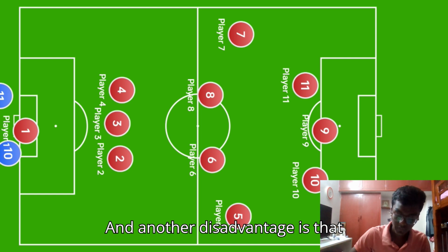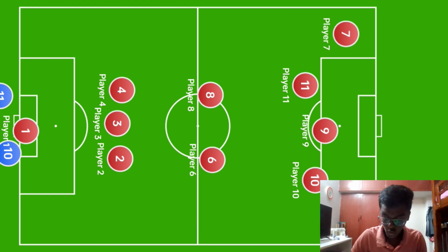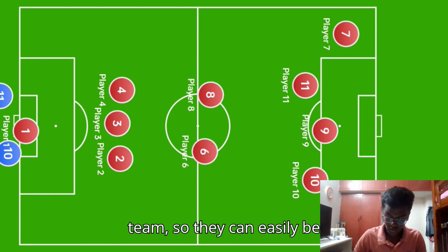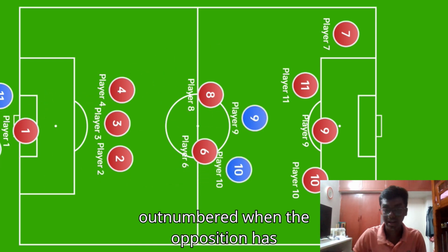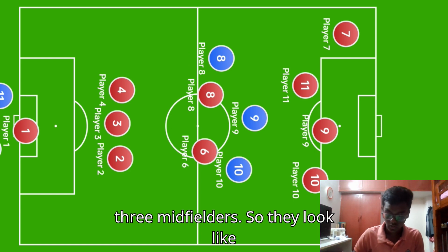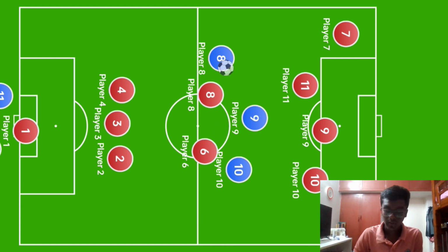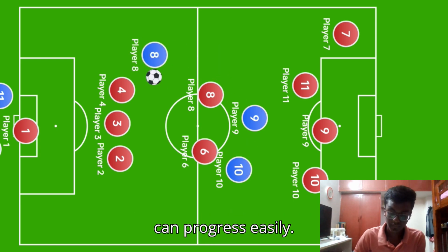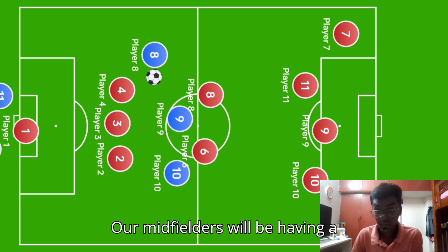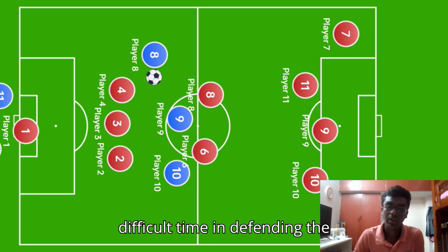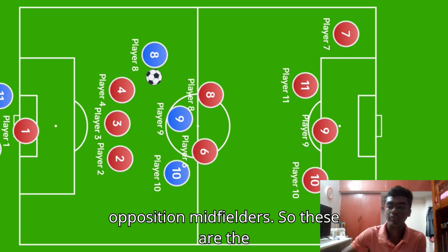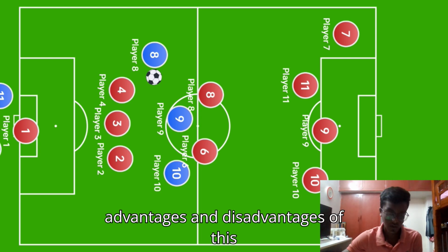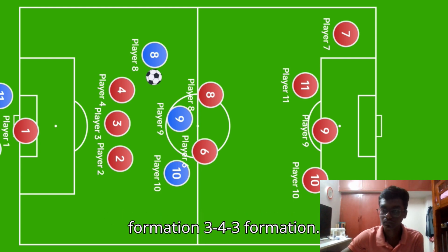Another disadvantage is that there are two midfielders on our team, so they can easily be outnumbered when the opposition has three midfielders. They look like more triangular passes, and they can progress easily. Our midfielders will have a difficult time defending against the opposition midfielders. So these are the advantages and disadvantages of the 3-4-3 formation.